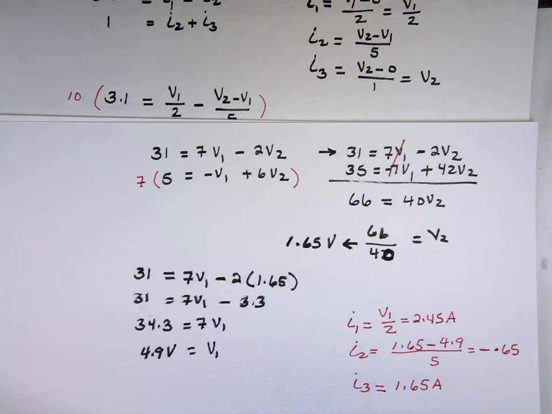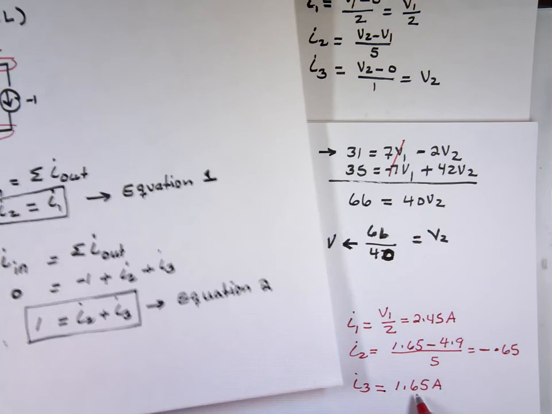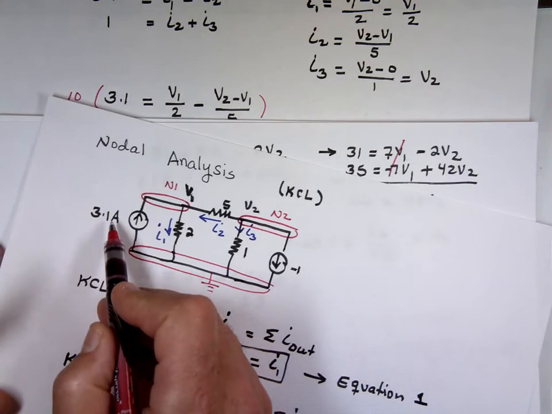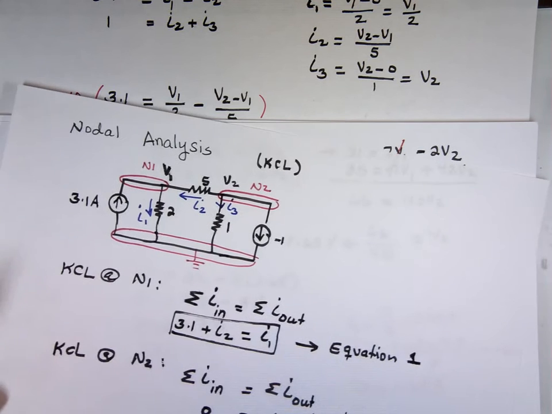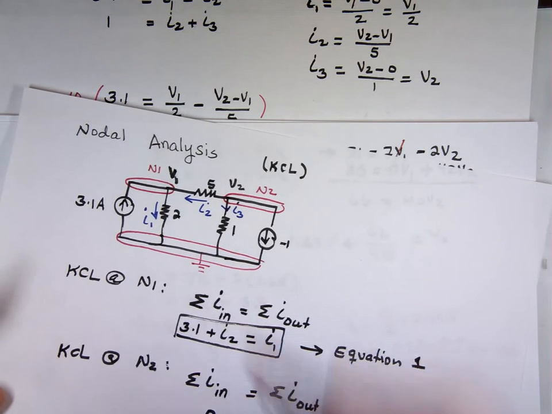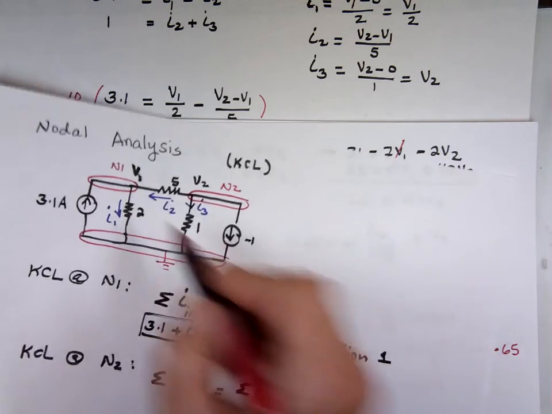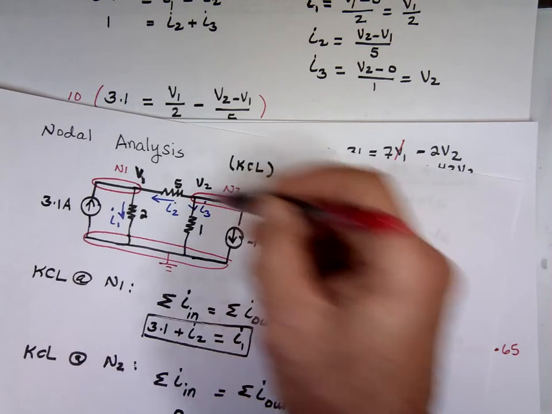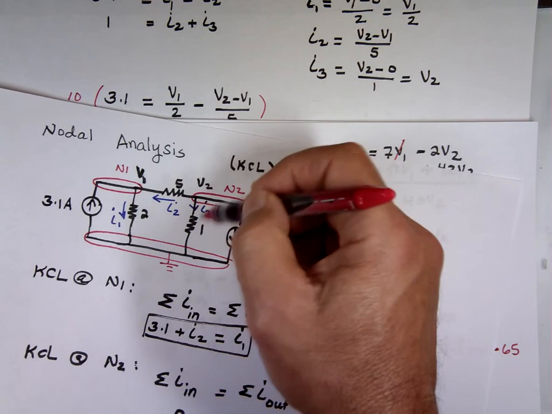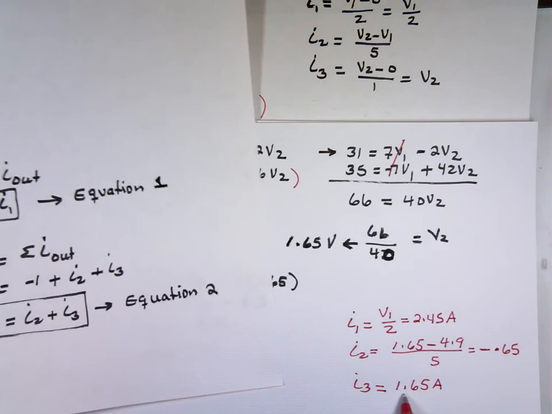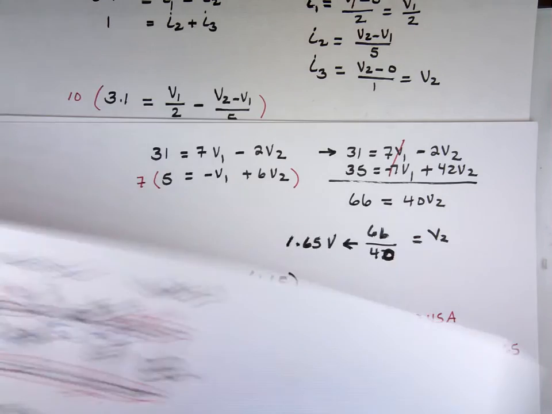And if you take 2.45 and add to it 1.65, does that equal 3.1? It better be. This is 1 going in, this is which one? This is 0.65 going in, 1 going in, that's 1.65. Does that equal this current, which is 1.65? Yep. So KCL is true for all of them.